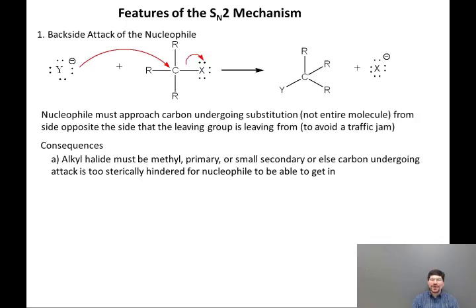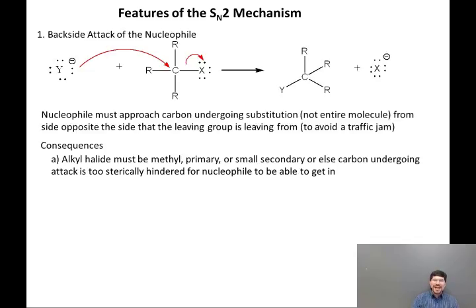So what are some consequences of backside attack? Well, to start with, the alkyl halide, which is what the molecule undergoing substitution usually is, must be small enough to have enough of an exposed backside to get attacked. So what we say is the alkyl halide must be methyl, primary, or small secondary. This is why we had to learn this in the context of functional groups, why I asked you to learn primary, secondary, and tertiary.